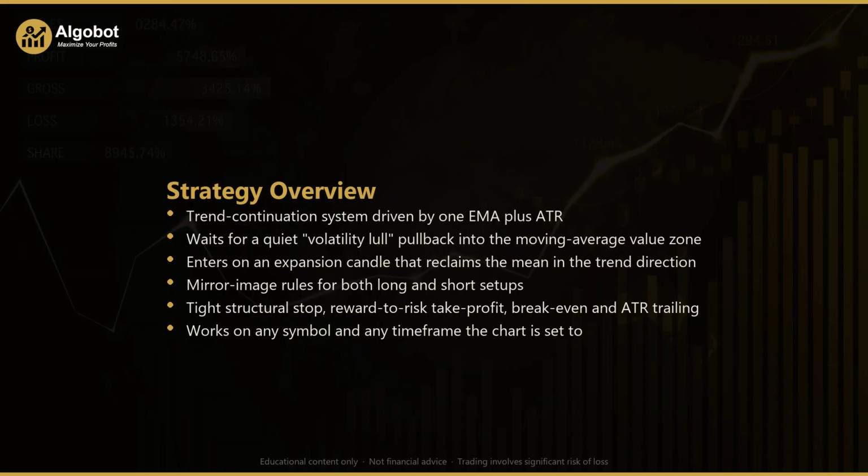The clever part is how these are combined. Rather than reacting to every wobble, the strategy waits for a very specific three-part fingerprint. It wants a clear trend, then a quiet pullback where the bar ranges shrink and price drifts back toward the moving average value zone, and finally a strong expansion candle that closes back across the mean in the trend's direction. Only when all three line up does the strategy consider signaling an entry.